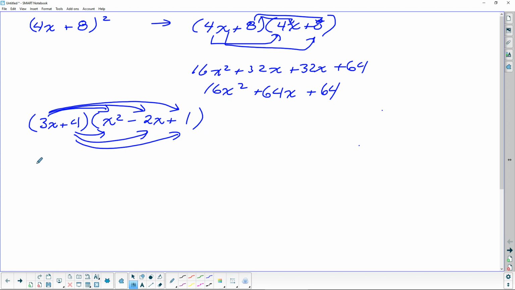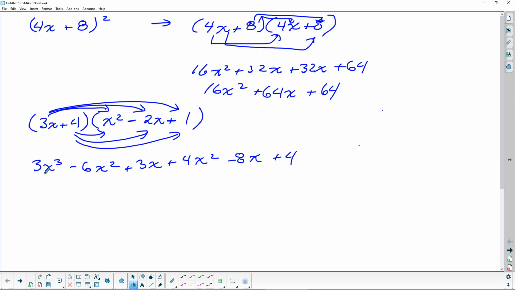3x times x squared is 3x cubed. 3x times minus 2x is minus 6x squared. 3x times 1 is 3x. 4 times x squared is 4x squared. 4 times negative 2x is negative 8x. And 4 times 1 is 4.